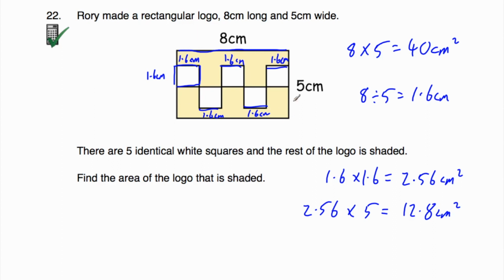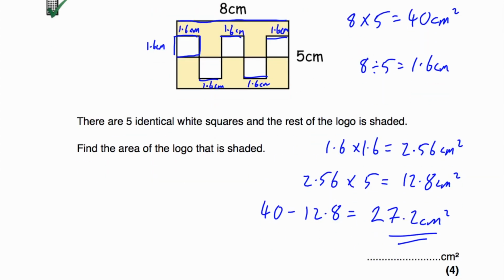And then if we take that away from 40, that will tell us what's left. So 40 take away 12.8 is equal to 27.2 centimeters squared. So the area of the logo that is shaded is 27.2 centimeters squared. And that's it. Okay, let's have a look at question number 23.